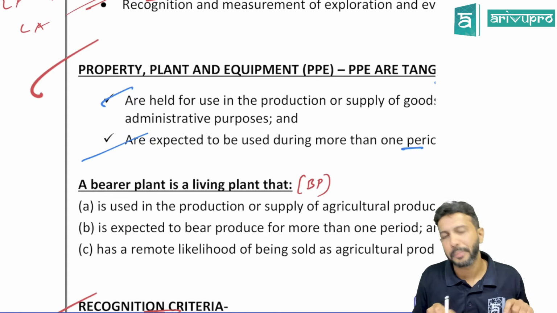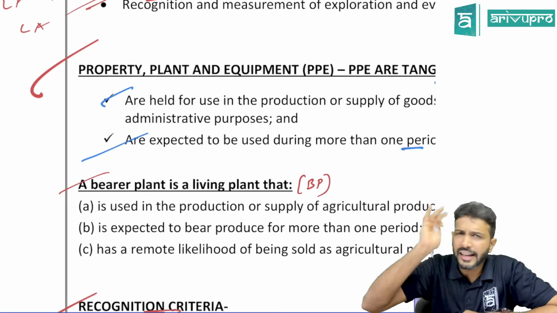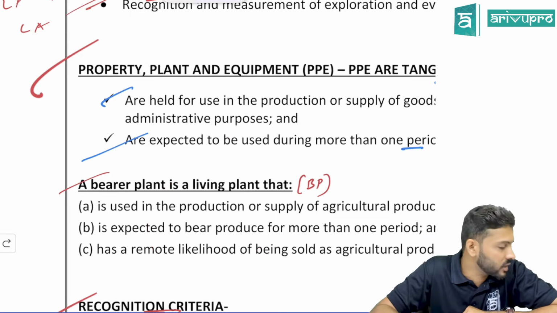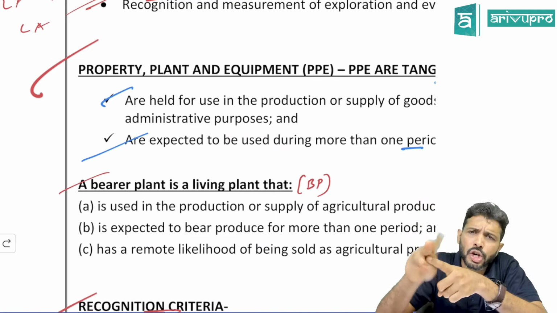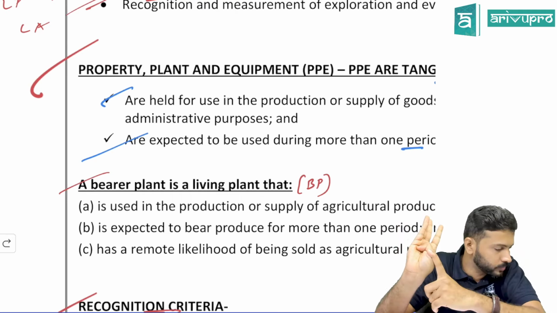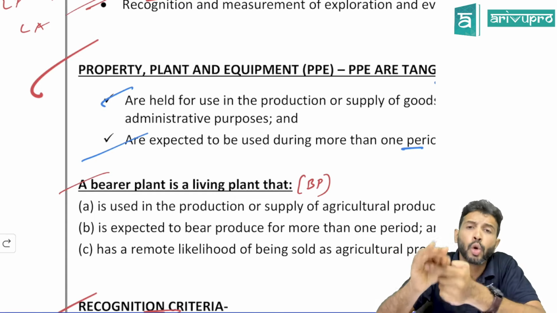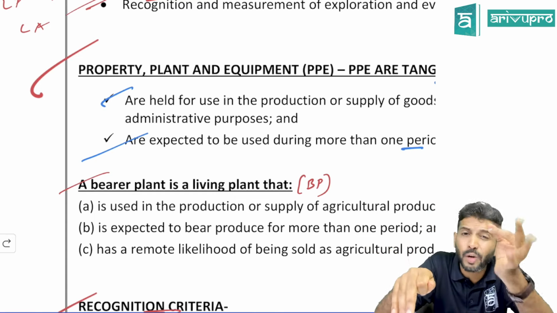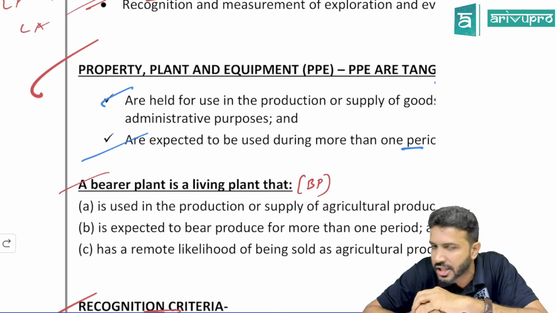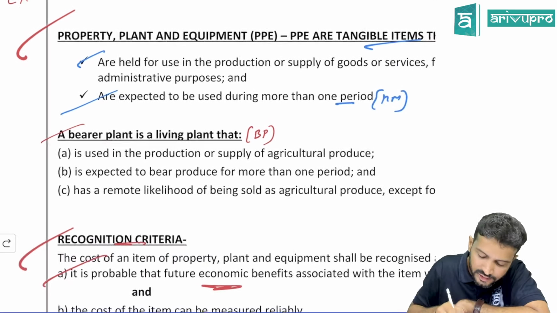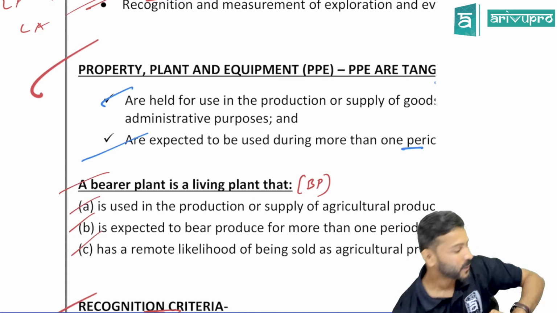Sir, bearer plant means it is a living plant which satisfies three criteria. Any living plant which satisfies three criteria, we call it a bearer plant. One, that plant must be used in the production or supply of agricultural produce. Two, it must bear the produce for more than 12 months. Three, it has a remote likelihood of being sold as agricultural produce except for incidental scrap sales. Three criteria. Went in or full bouncer? Went in full bouncer.